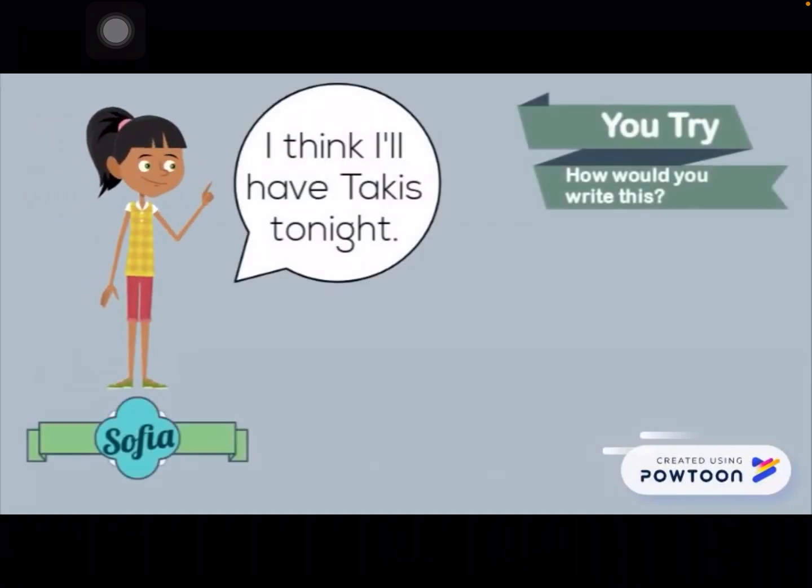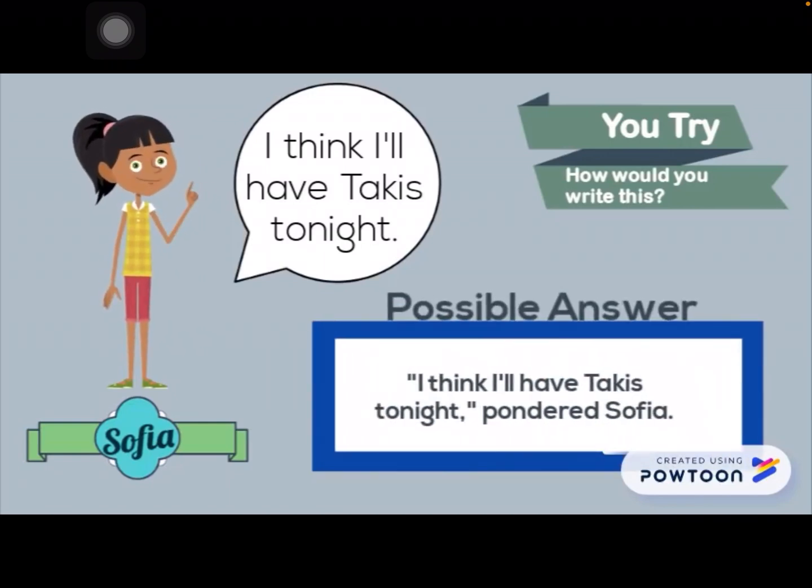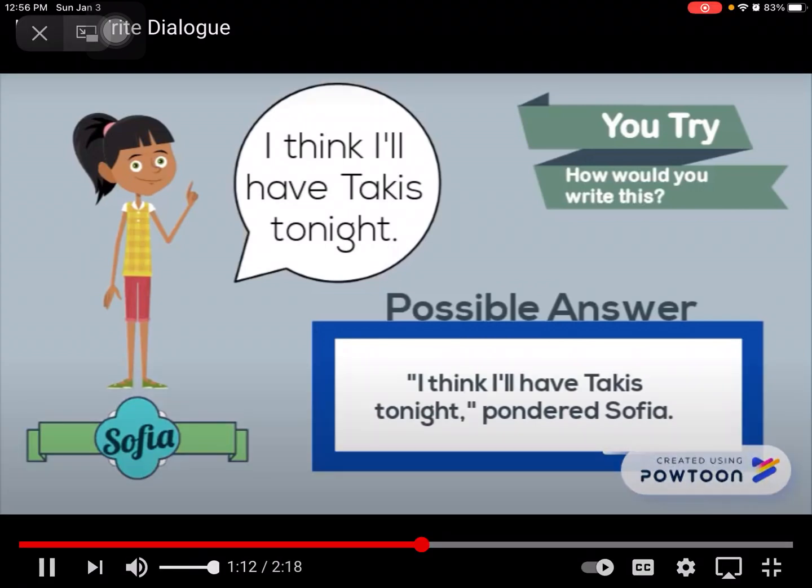All right, now it's your turn. Open up your notes app and type what you think the sentence would look like for what Sophia here is saying. And the speaker tag should be "pondered Sophia." How'd you do? Were you right? So we're going to talk about just that.